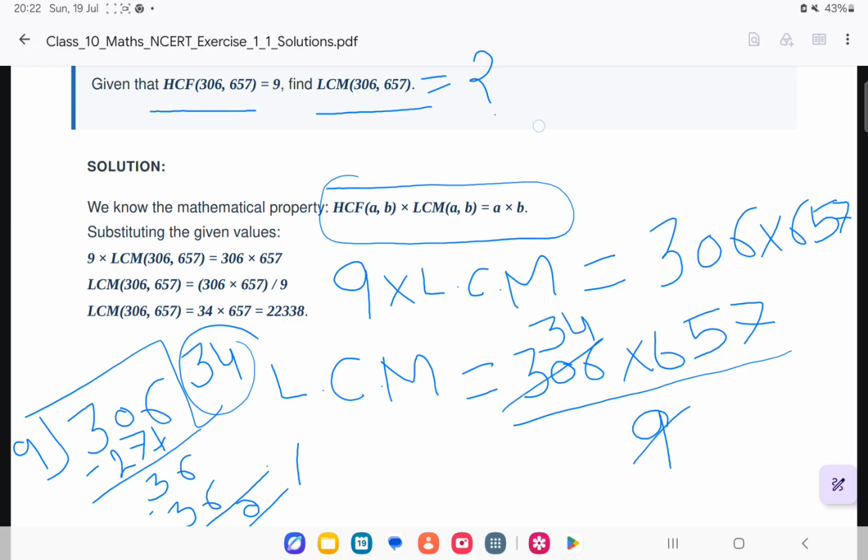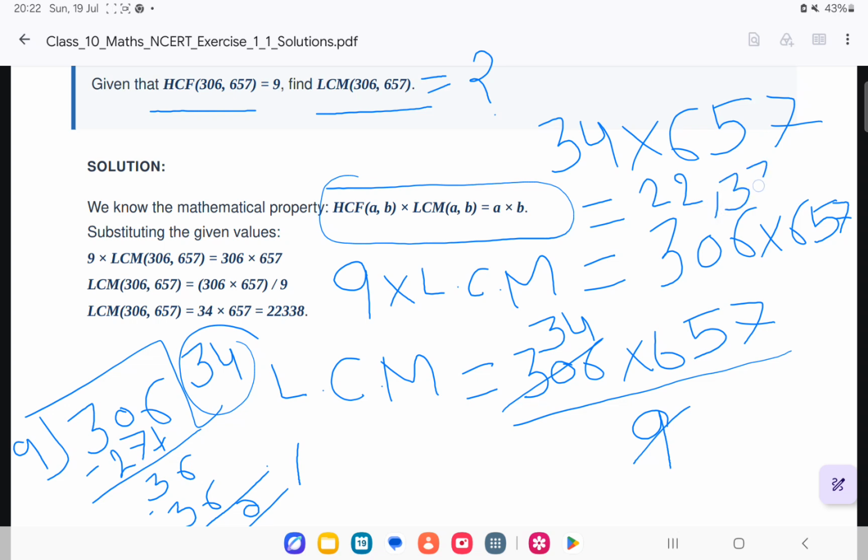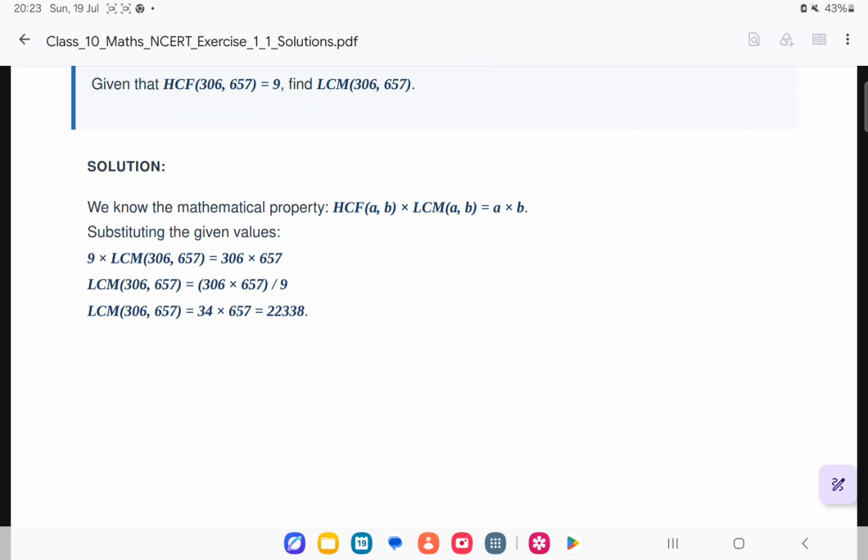Now you will multiply 34 and 657. When you multiply these two numbers, you will get 22,338. That is your answer. So see here, you can cut 306 by 9 completely, getting 34, and then you multiply 34 by 657 and you get 22,338. That is your answer. In this way you will do this kind of question. Now move on to the next question.